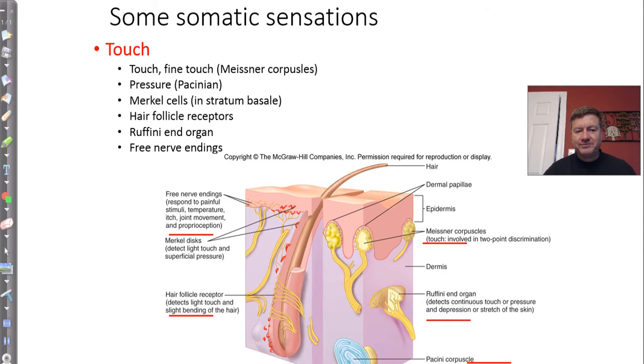Pacinian corpuscles, you see down here, are going to be for deep pressure. So they're way down here, and they're kind of like onions, like layers. The more you mash on your skin, the more you stimulate these, and again, the brain perceives that as coming from a Pacinian corpuscle, therefore I need to interpret that as deep pressure. You also see Merkel discs, hair follicle receptors, what are called the Ruffini end organs, and free nerve endings. Again, all of these are associated with different kinds of pressure.